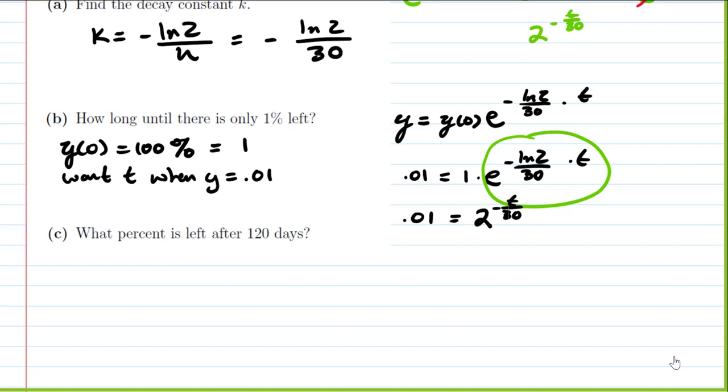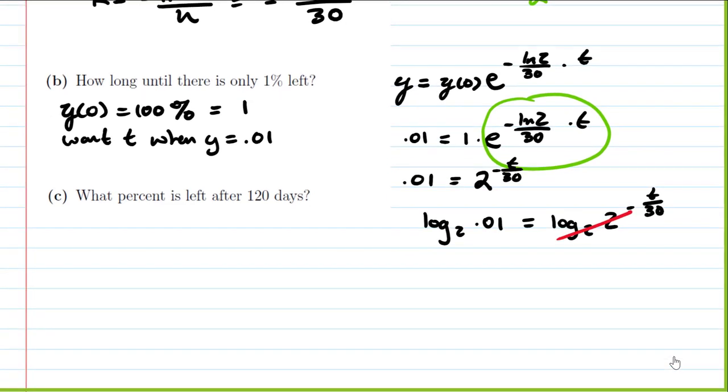So then we take our logarithm of both sides. So the natural logarithm of 0.0, sorry, let's not do the natural logarithm. We'll do the logarithm base 2. So the logarithm base 2 of 0.01 is equal to the logarithm base 2 of 2 to the negative t over 30. And when we choose the logarithm base 2, those guys reduce out. And we're left with the logarithm base 2 of 0.01 equals negative t over 30.